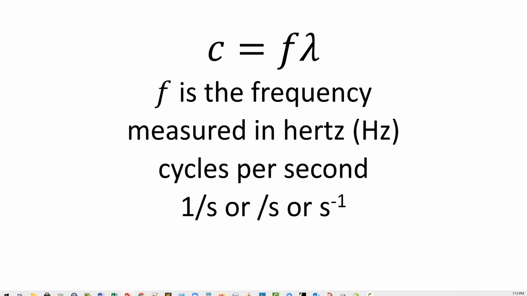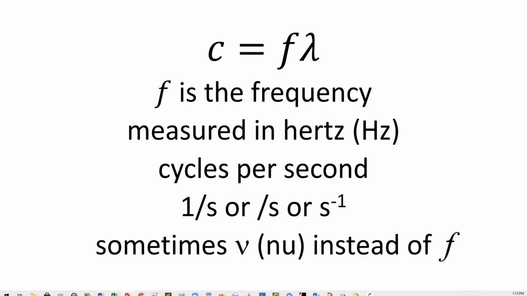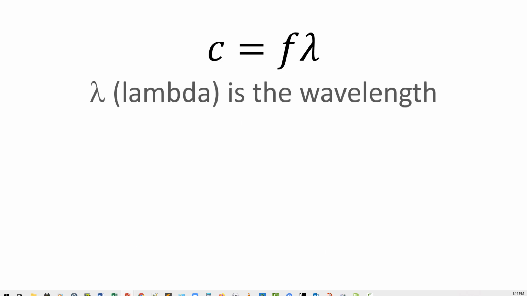Or if you're comfortable with negative exponents, you can write that as a second to the minus 1, and either of those things will work. Sometimes the Greek letter nu is used instead of an F, and the Greek letter nu looks kind of like a V, looks more like a V than anything else. You'll sometimes see that. So back to the c equals f lambda.